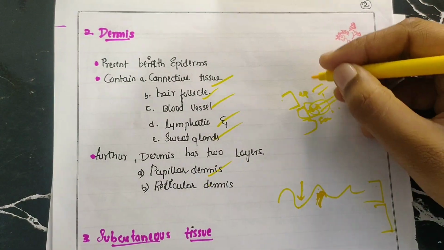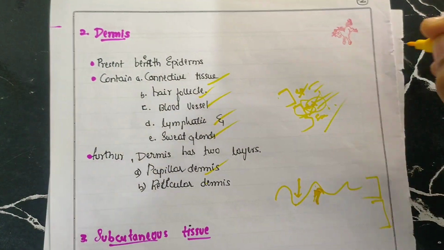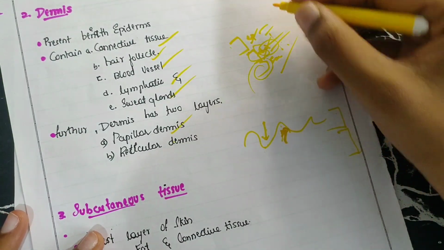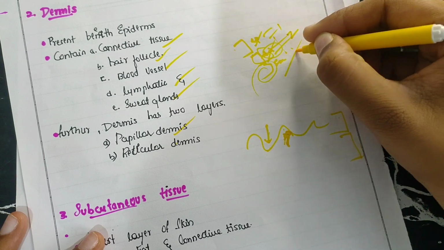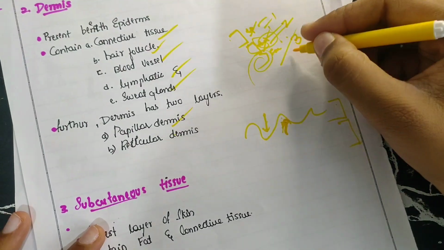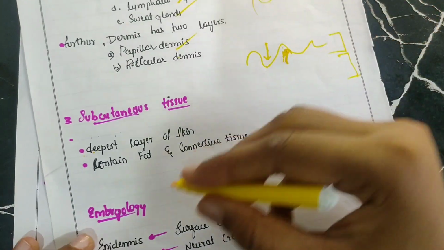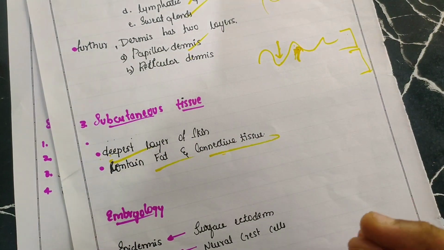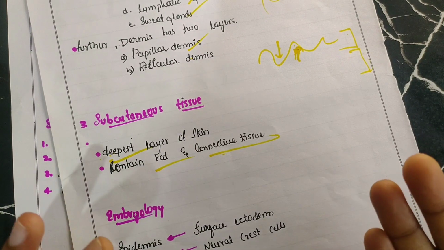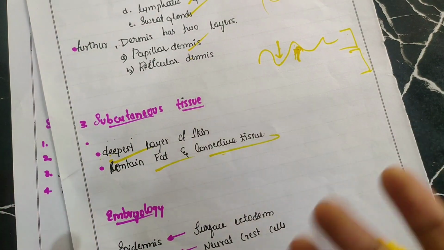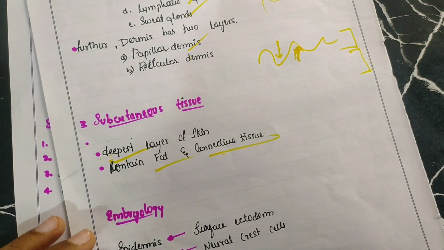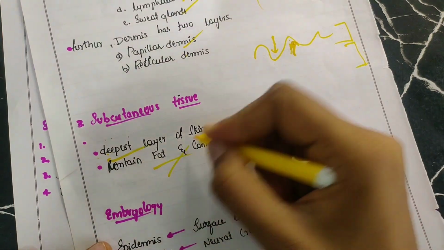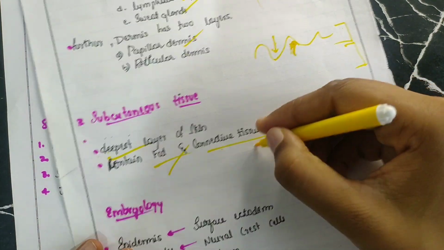As already said, epidermis, dermis, and then subcutaneous tissue. Now I'll talk about the subcutaneous tissue. This is the deepest layer, the third layer. The subcutaneous tissue is the deepest layer of the skin, and it contains connective tissue and fat. While dissecting, you might have seen yellow globules. That is the subcutaneous tissue where you can see fat tissue, that is adipocytes, and connective tissue.